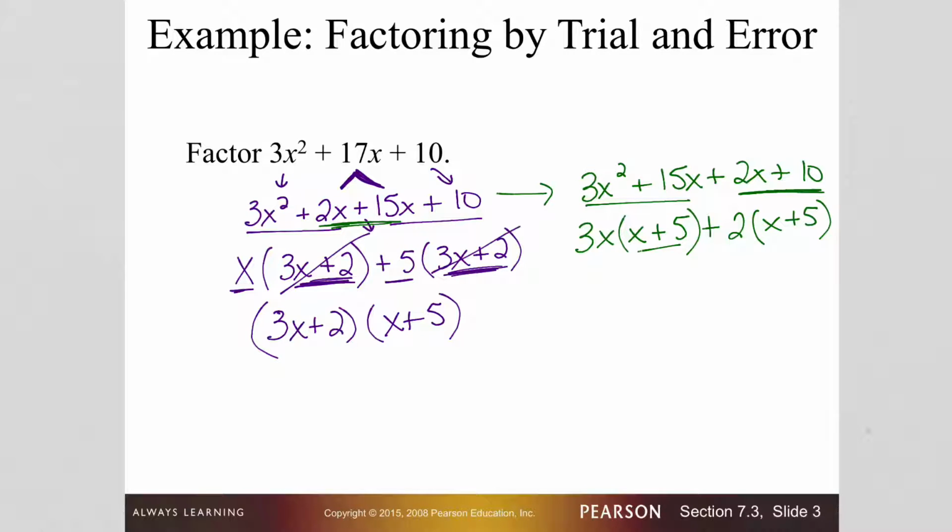Now this has to match this in order for you to be able to factor that out. So I'm going to factor out an x plus 5, and what I'm left with is 3x plus 2. Now notice, this and this are the same answer. They're just written in a different order, and with the commutative property, we are allowed to multiply in any order. So these are exactly the same answer.